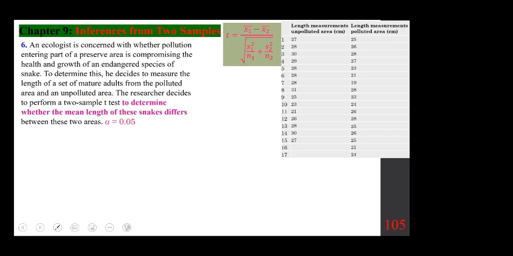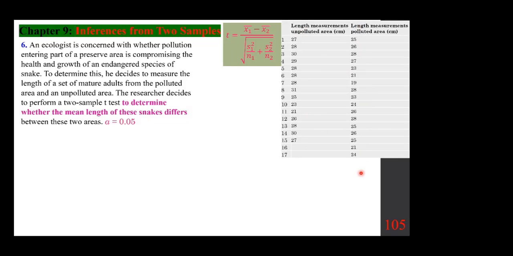An ecologist is concerned with whether pollution entering part of a preserve area is compromising the health and growth of an endangered species of snake. To determine this, he decides to measure the length of a set of mature adults from the polluted area and an unpolluted area. The researcher decides to perform a 2-sample t-test to determine whether the mean length of these snakes differs between these two areas. Alpha equals 0.05.